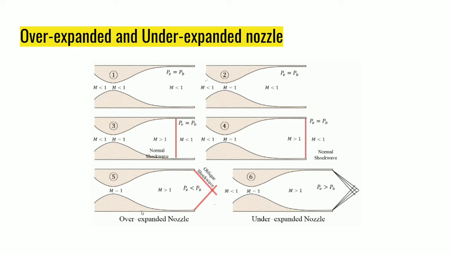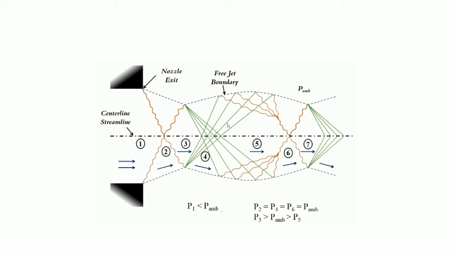These are the over expanded and under expanded nozzles with the different Mach number and back pressure conditions. These are the shock interactions that will occur after the nozzle exit for the different back pressure and ambient pressure conditions.